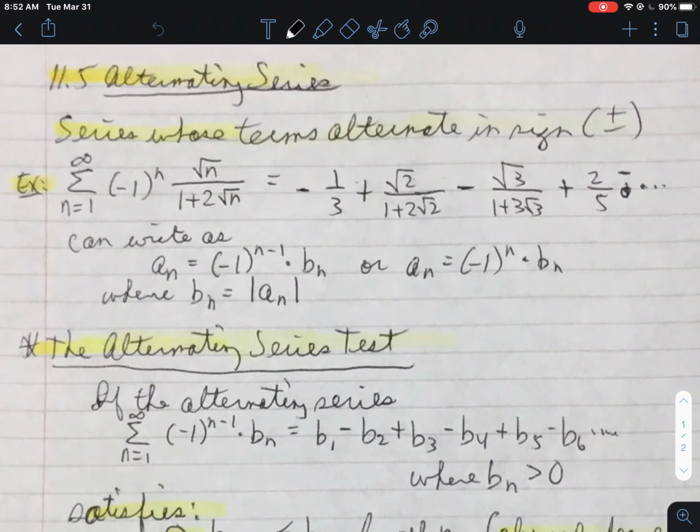All right, section 11.5, the alternating series test. This section is a relatively short section. There's not much to this. It's a pretty straightforward test that we can use with, well, alternating series.